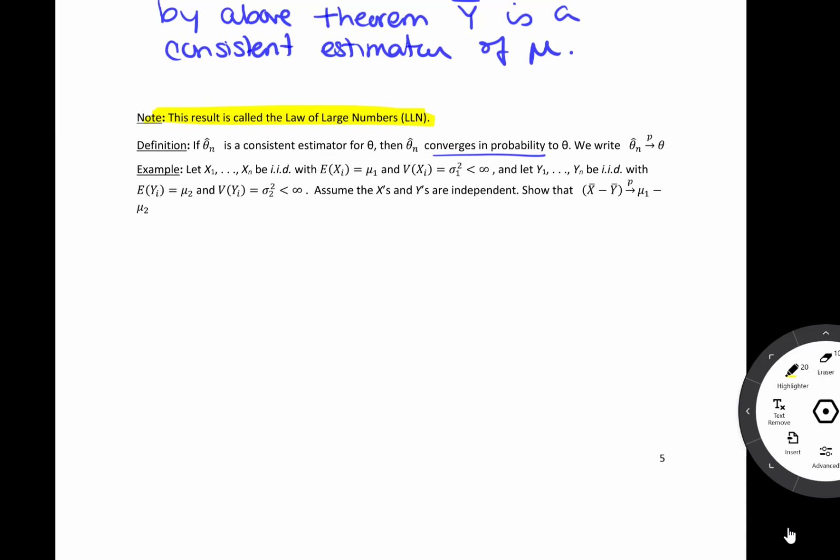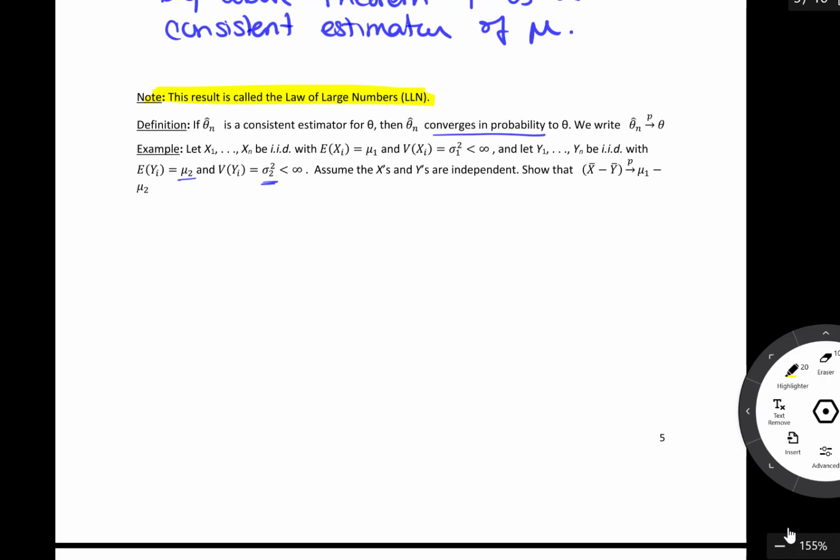Let x1 through xn be IID with the expected value of xi equal to mu1 and the variance of xi equal to sigma 1 squared, which is less than infinity. And then let's look at a second sample, y1 through yn, which are also IID, but now all of them have expected value mu2 and variance sigma 2 squared. We're further going to assume that the x's and the y's are independent. So we are going to show that x bar minus y bar converges in probability to mu1 minus mu2. In other words, we're showing that x bar minus y bar is a consistent estimator of mu1 minus mu2.